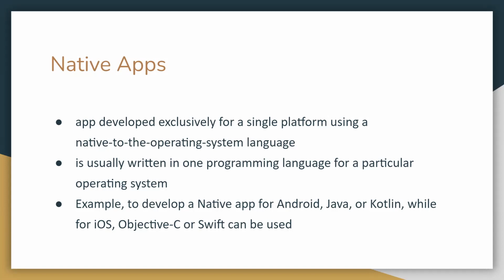If that operating system understands this language, you are creating an application that suits that operating system. An example is to develop a native app for Android, Java or Kotlin, while for iOS, Objective-C or Swift can be used. So if you are building an application for Android, you have two choices, Java or Kotlin. For iOS, Objective-C or Swift. You are just specifically building applications that suit that operating system.